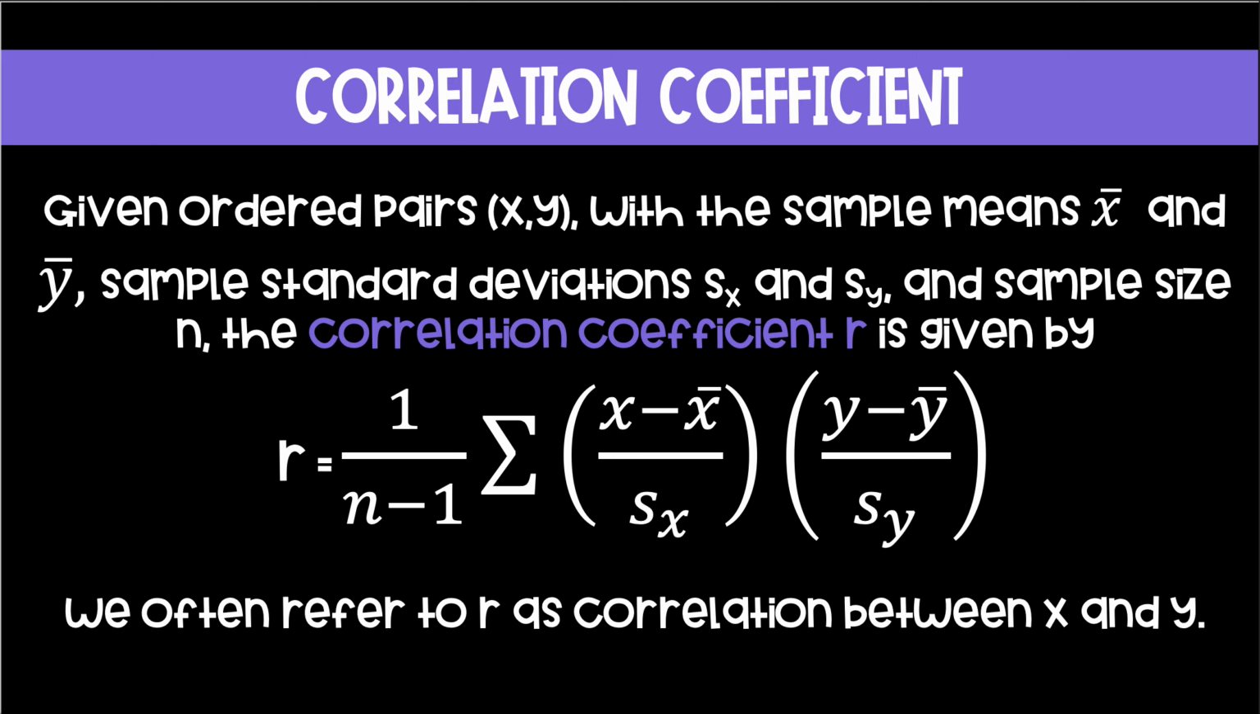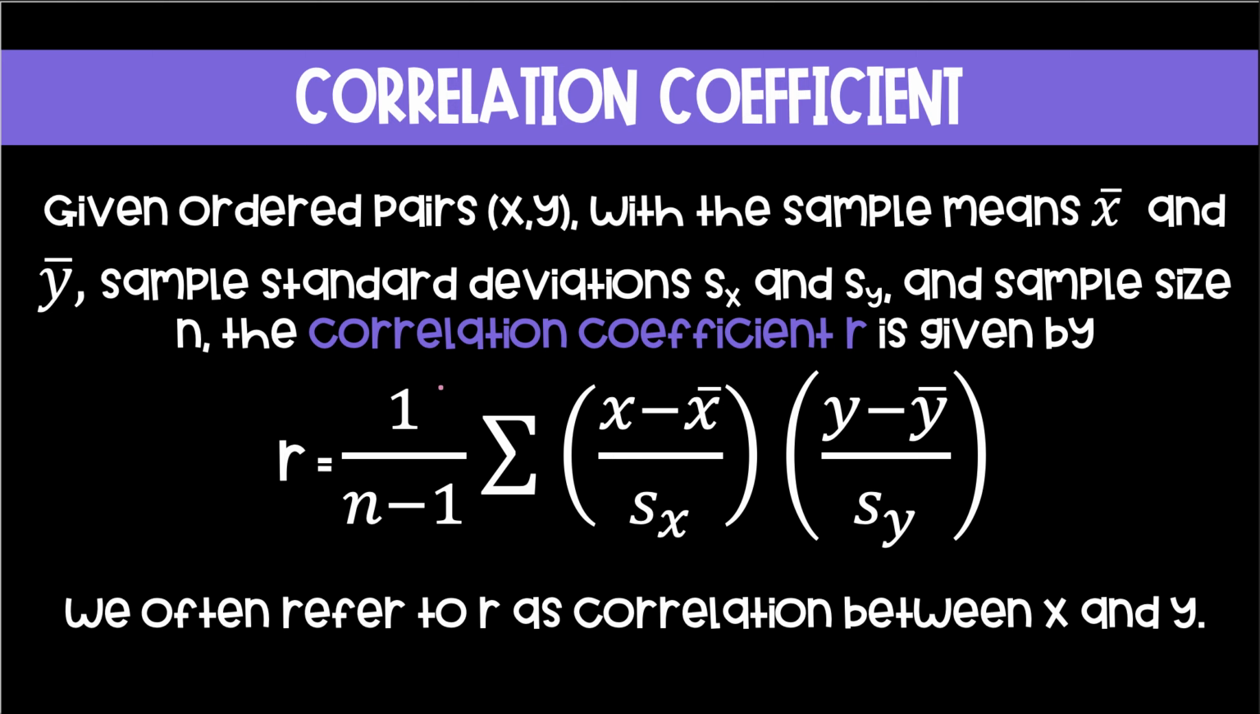We're going to have computed the sample means for both the x and the y variables. We're also going to compute the sample standard deviation for both the x and the y variables. And we're going to have a sample size n, which in this case was 12, for the count of the months in the year. The correlation coefficient is given by this formula.